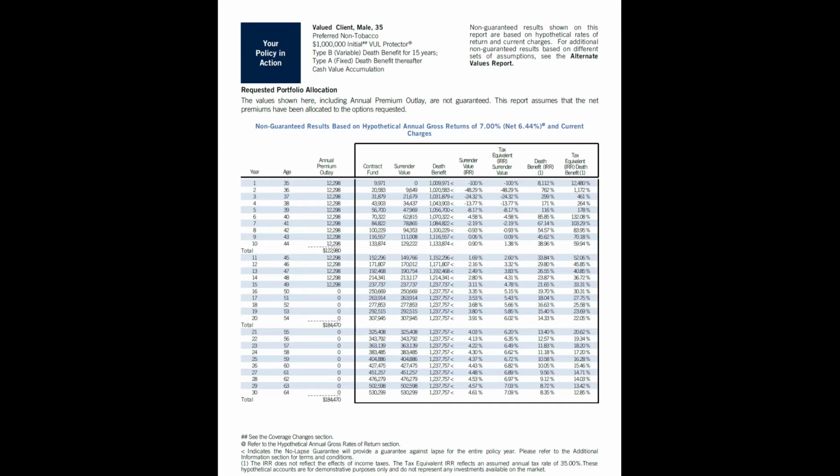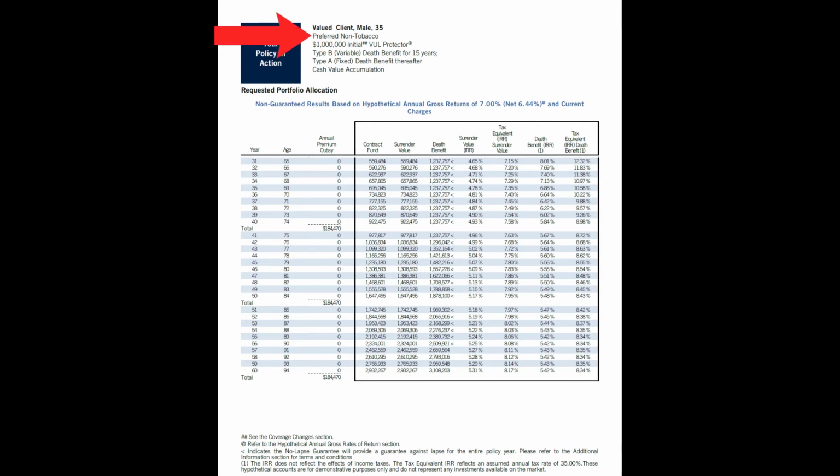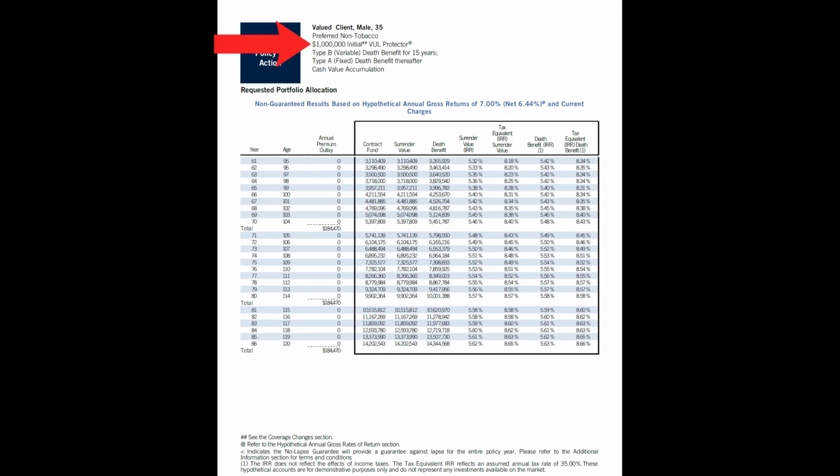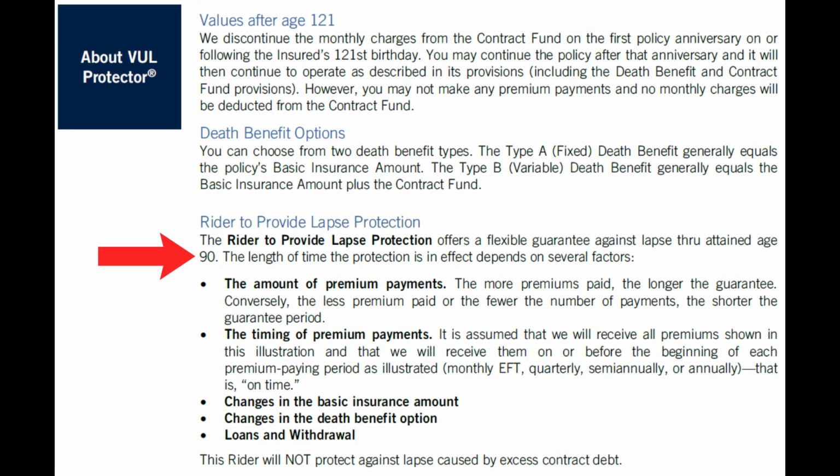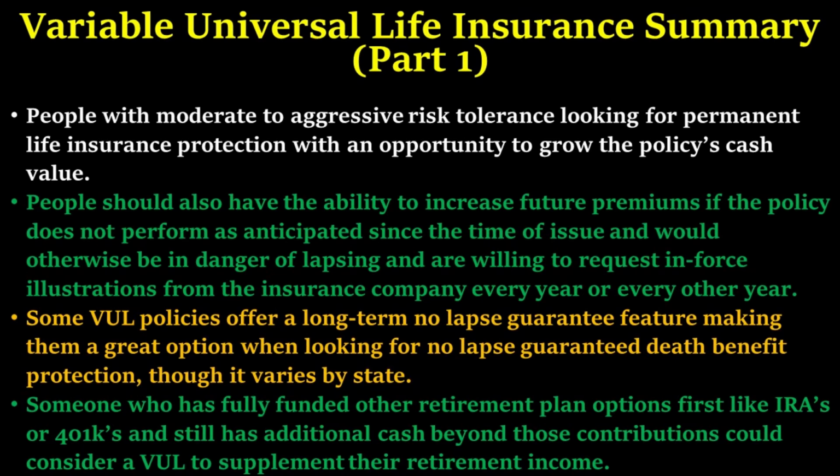Here is what a variable universal life illustration looks like for a 35-year-old male, preferred non-tobacco, 15-year payment period, $1 million death benefit with no lapse guarantee to age 90. So who should and should not consider variable universal life insurance? It's suitable for people with moderate to aggressive risk tolerance looking for permanent life insurance protection with an opportunity to grow the policy's cash value.